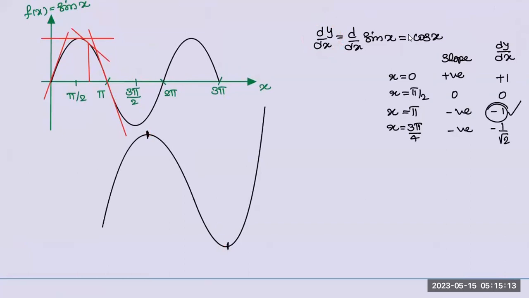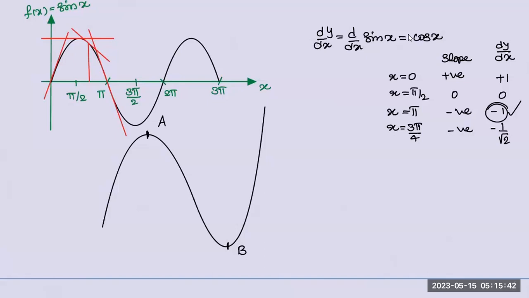Wait a minute. dy by dx is 0 for this second point also. Let us give the names: point A, point B. dy by dx is 0 for point B also. Very simple. How do you draw a tangent? If the tangent is parallel to the x-axis, that's it, job done. Right or wrong? Now observe carefully.